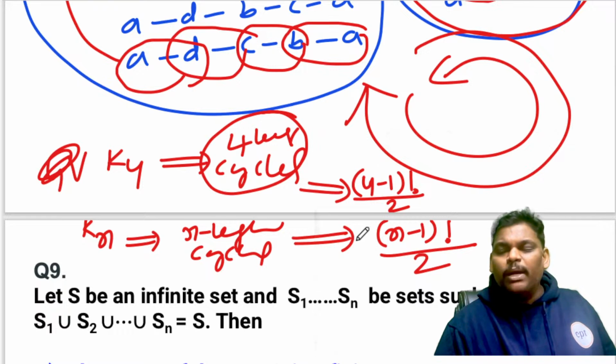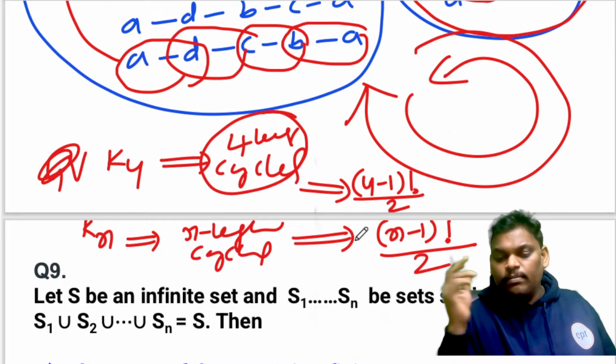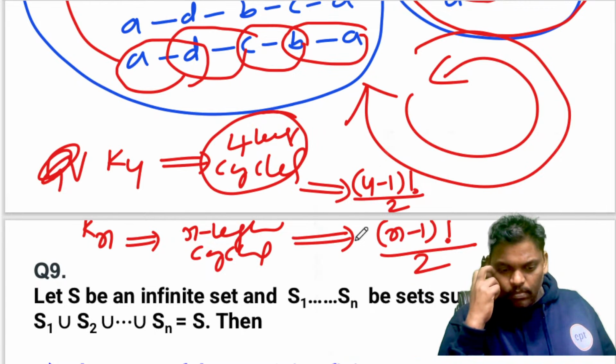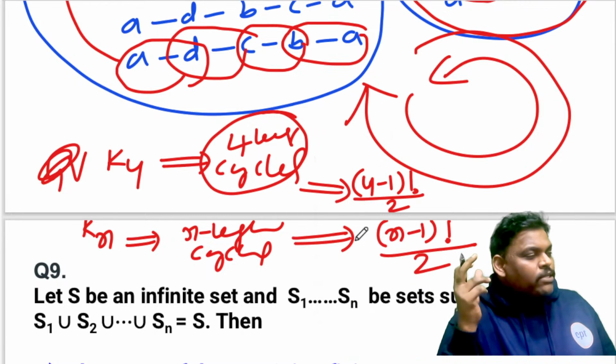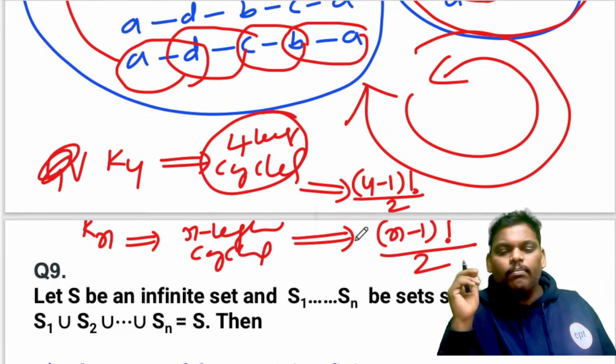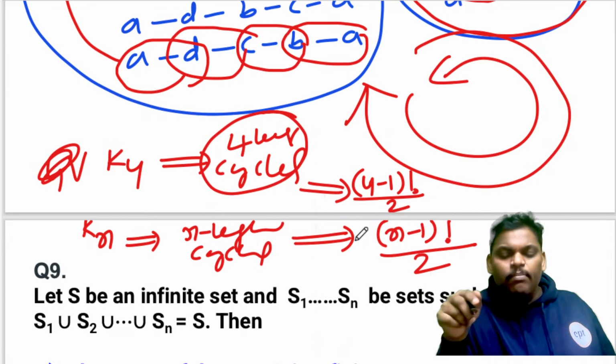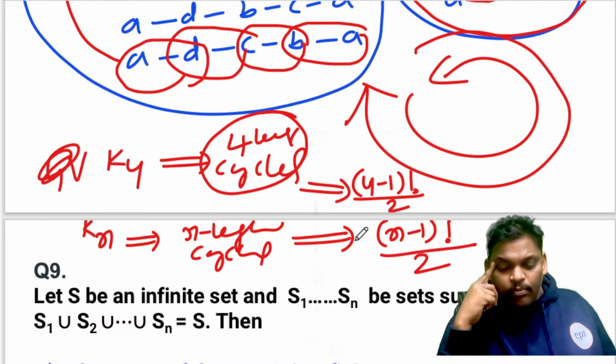If you don't divide by 2, you are counting the same thing twice, anti-clockwise also as 1 cycle. No, 2 cycles are different only if at least one edge differs. One new edge should come. The same thing you cannot write in another order, or in the reverse order.